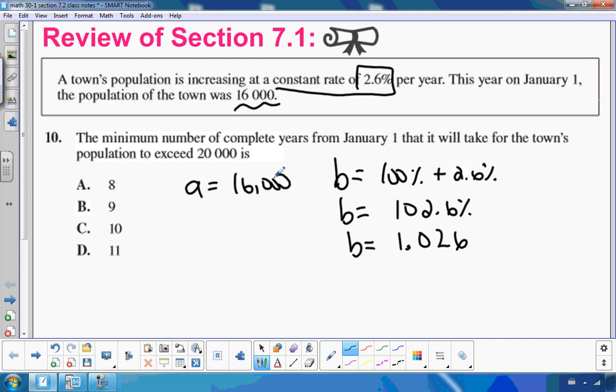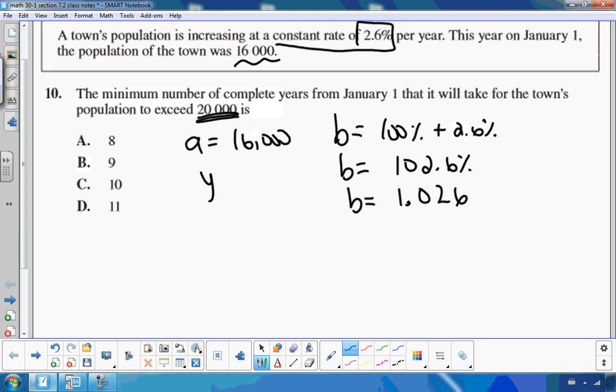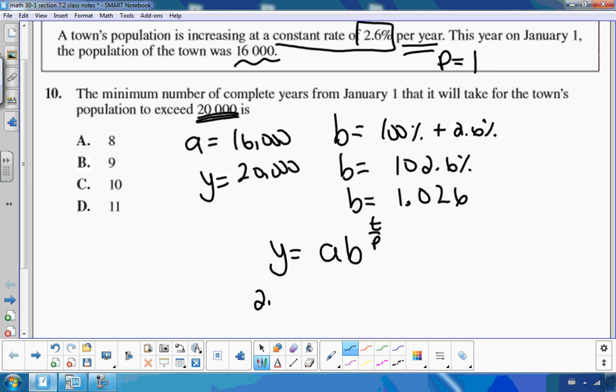The minimum number of complete years from January 1st that it will take for the town's population to exceed 20,000, that's my final amount, and then we want to solve from there. This increase is happening per year, so that tells me my period is 1. So let's put that all together in my form A times B to the T over P, which again is on your formula sheet. So 20,000 is the final amount, 16,000 the initial amount, multiplied by my base, raised to the exponent of T over 1.